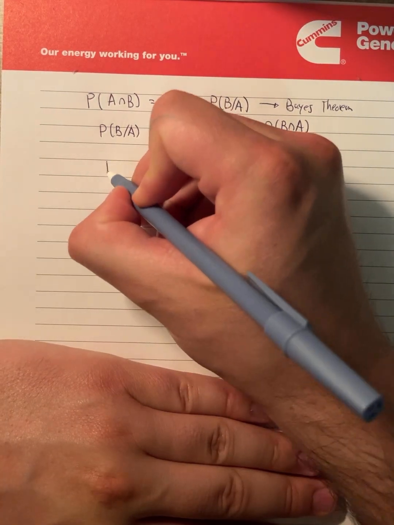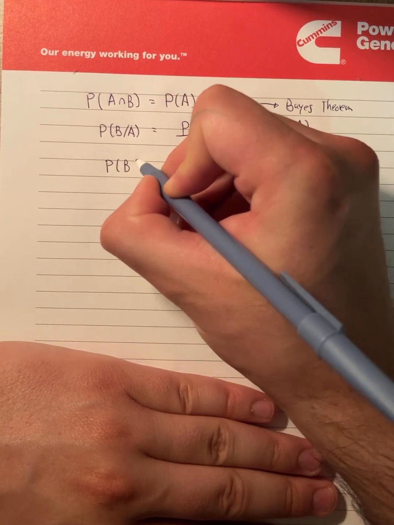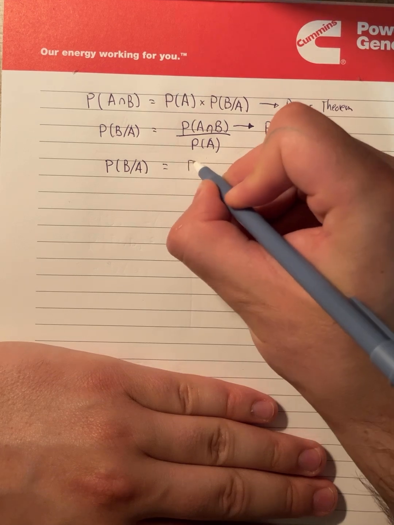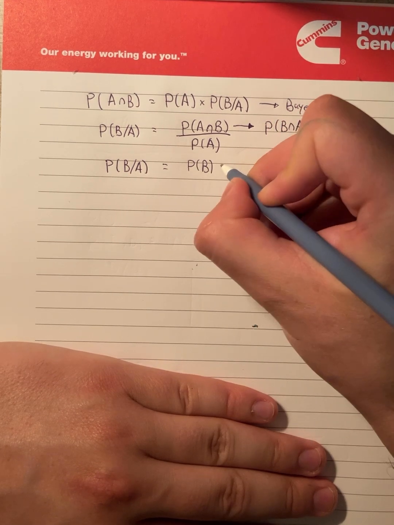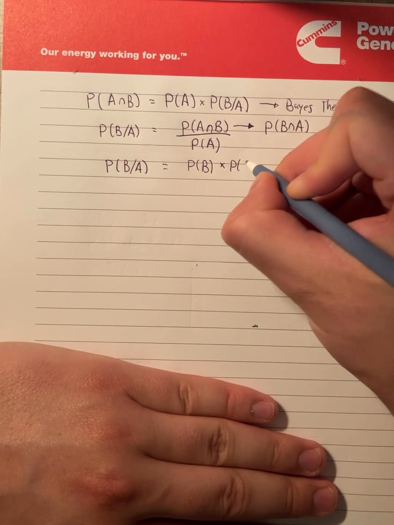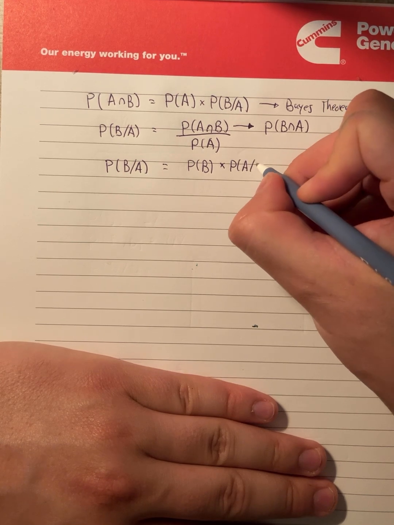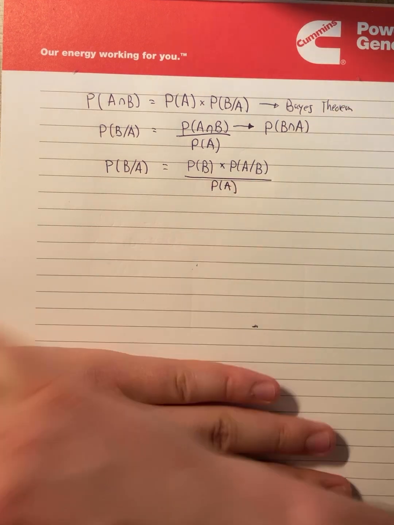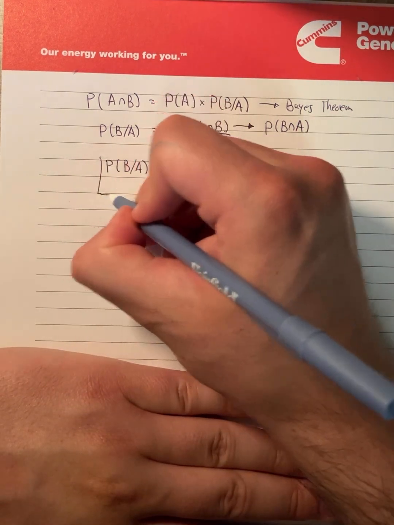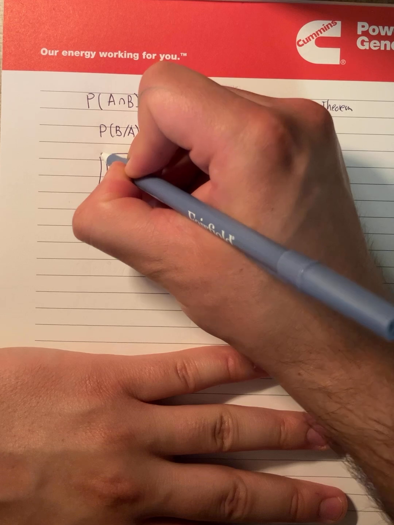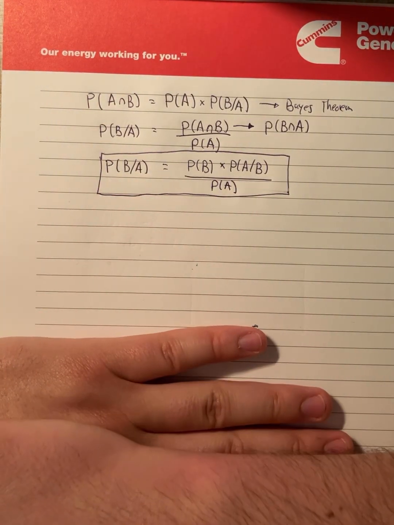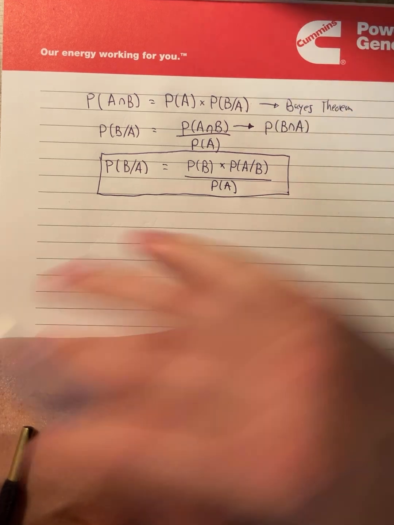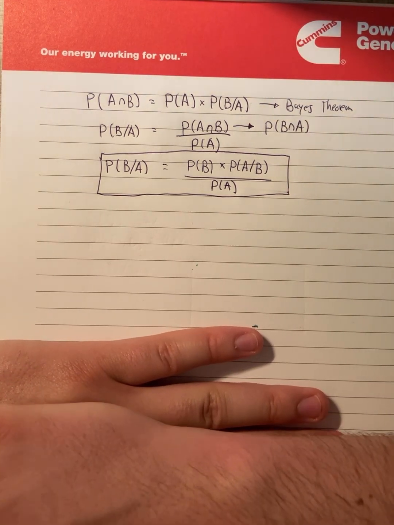So this will end up being probability of B if A happens is equal to probability of B times probability of A if B happens over probability of A. And this is what you'll find in any probability textbook, right? This is the format of the Bayes theorem. But as you could see, it came from the same place. That's why I made that statement last time.